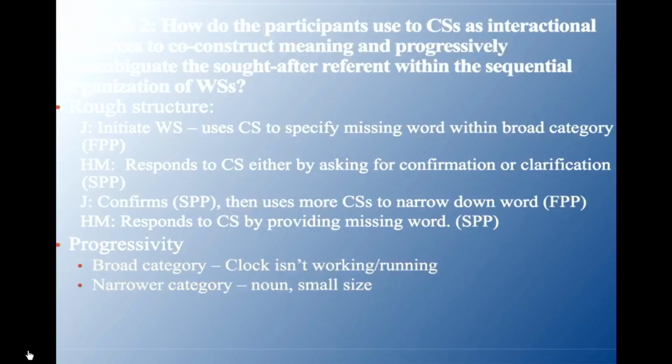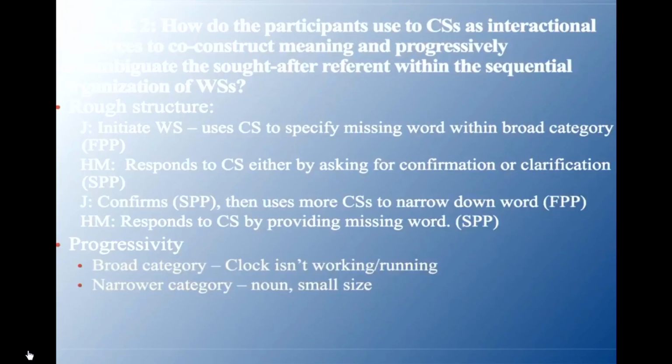Progressivity is demonstrated when Jamie uses communication strategies to systematically disambiguate the target word, first by positioning it within a broad category. She refers first to the clock. This is what we're talking about. Then she establishes that it's not running. And then having established that, she narrows down why the clock isn't running, because it doesn't have any batteries, by using communication strategies at each level.